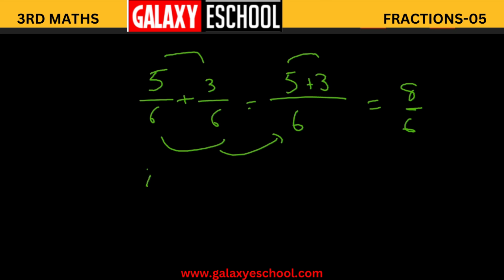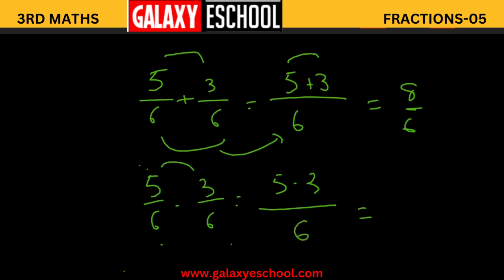In the same way, we have to subtract two like fractions here. 5 minus 3, the difference of the numerators, divided by the common denominator 6. 5 minus 3 is equal to 2 divided by 6. Understood children? Both addition and subtraction of like fractions are very similar. We just have to add or else subtract the numerators and then write the common denominator below.